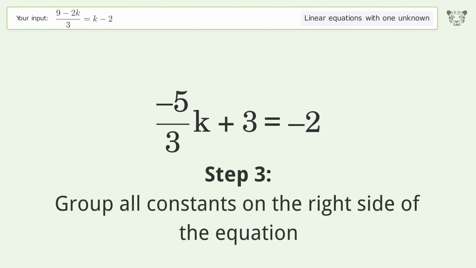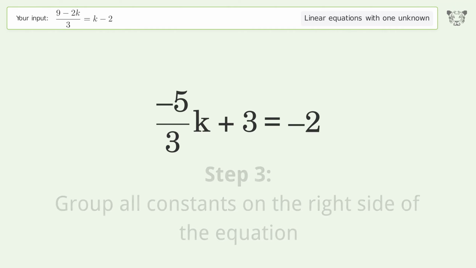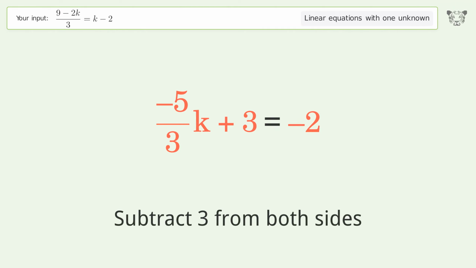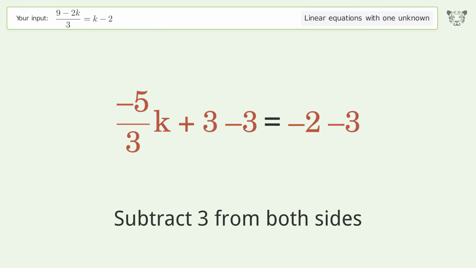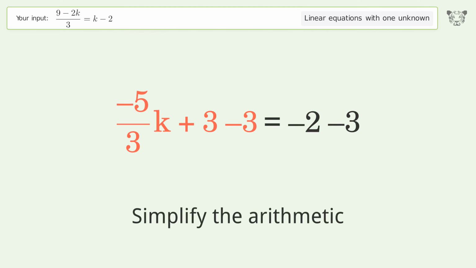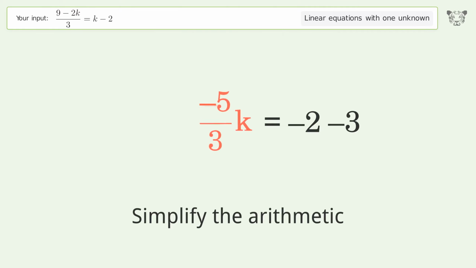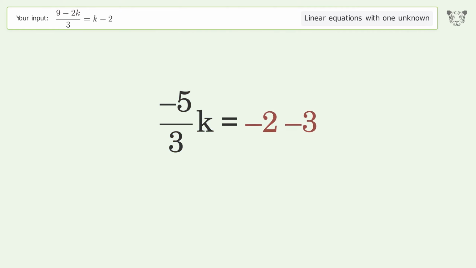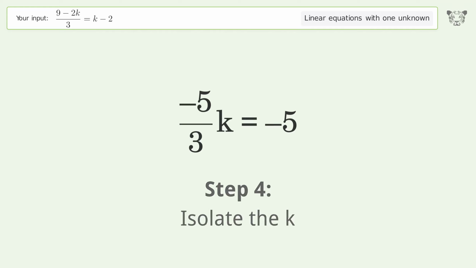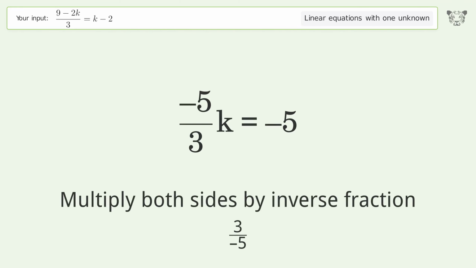Group all constants on the right side of the equation. Subtract 3 from both sides. Simplify the arithmetic. Isolate the k. Multiply both sides by inverse fraction 3 over -5.